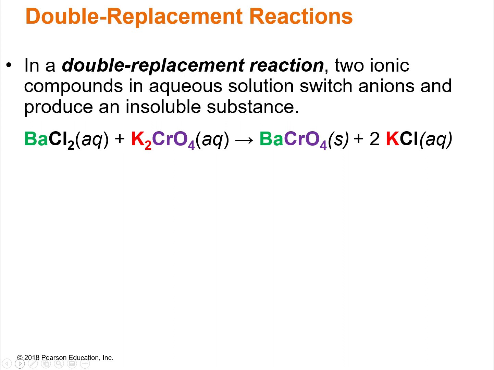This is similar to the single replacement, only instead of having one solid metal and some kind of aqueous solution, you have 2 aqueous solutions. When you mix those solutions, you form a precipitate. The ions switch. Notice where the barium is. It starts off with the chloride. So barium chloride.